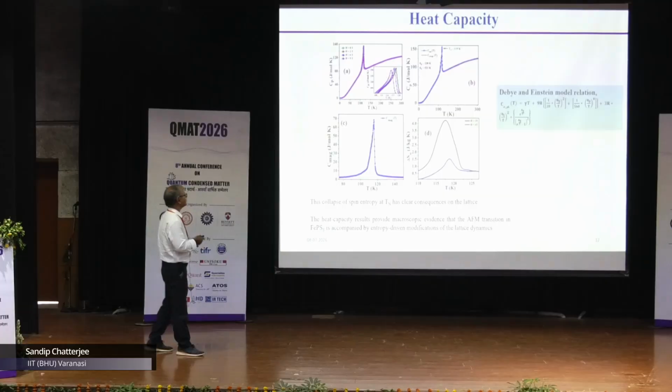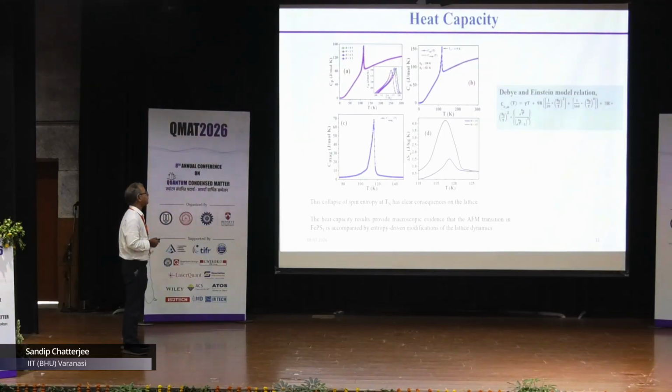We have also measured the heat capacity, and it shows again a sharp peak at the antiferromagnetic transition temperature. When we apply the magnetic field, the peak shifts towards lower temperature. This is again an indication of the existence of the antiferromagnetic phase. With application of the magnetic field, spin flops and it shifts towards lower temperature.